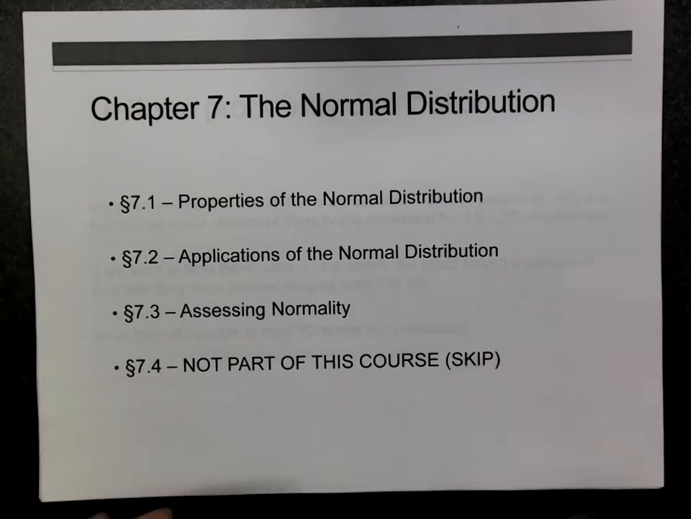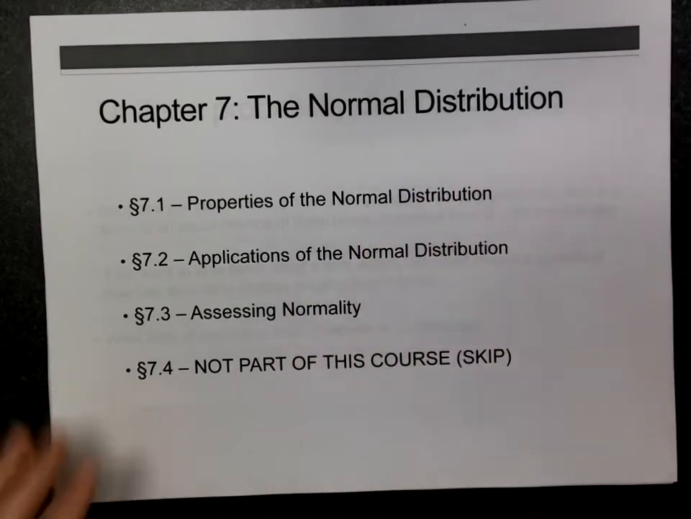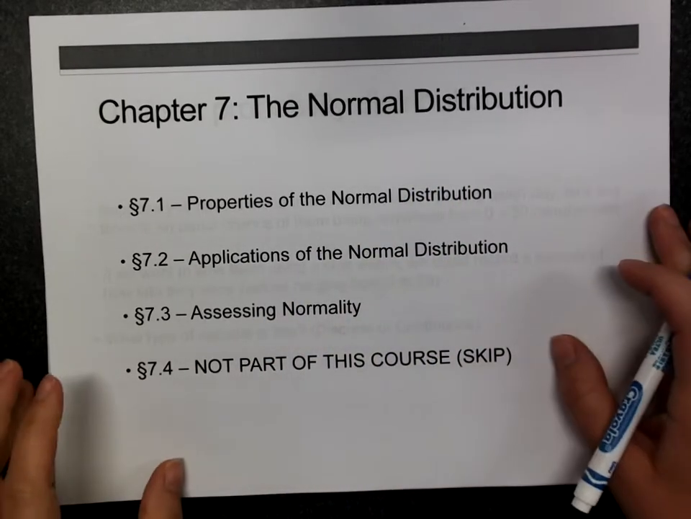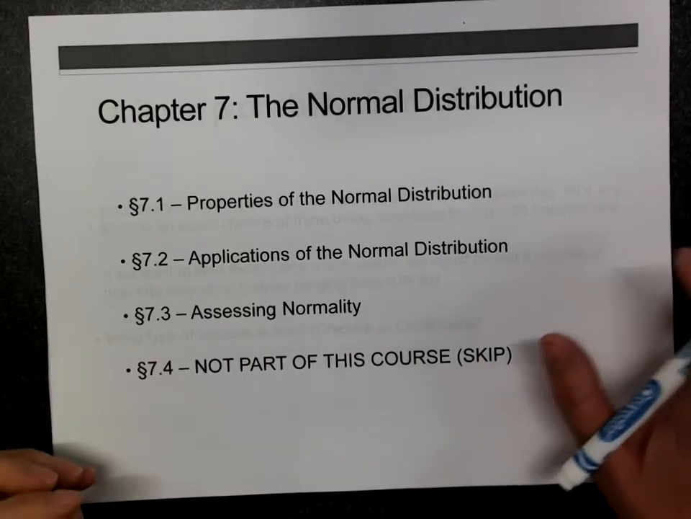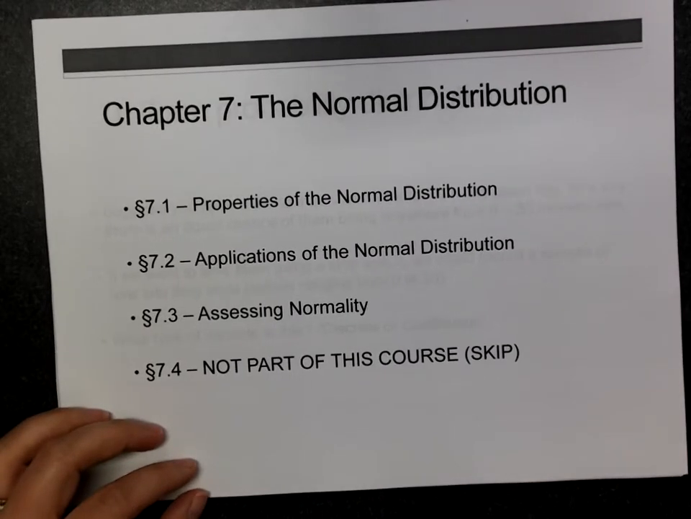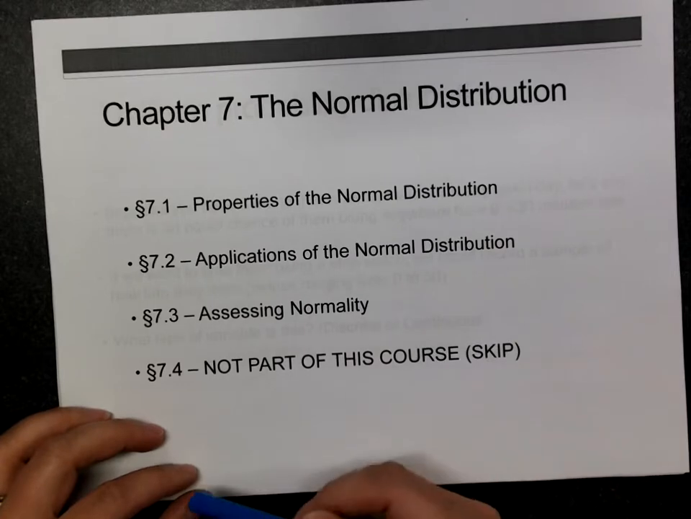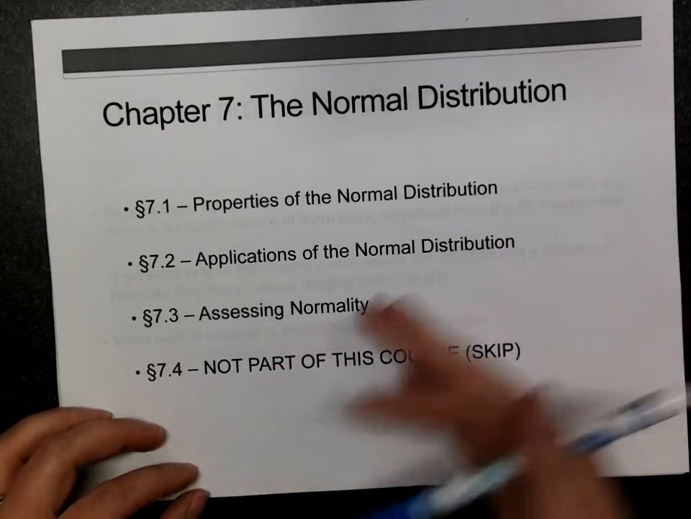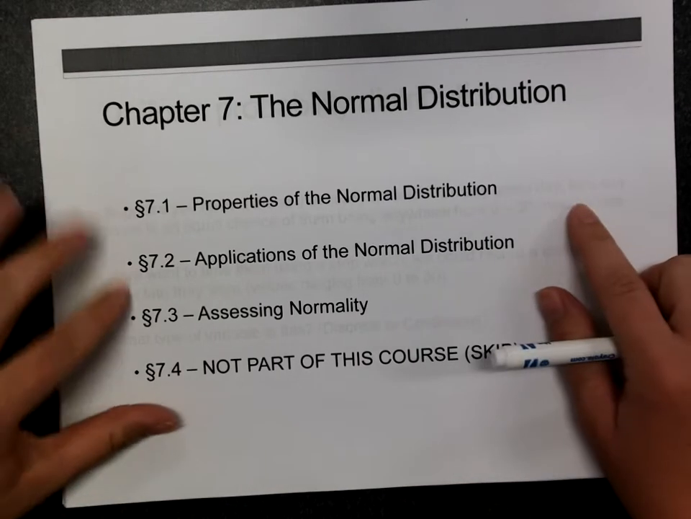Chapter 7 is about what's called the normal distribution. This chapter will set the pace for the rest of the course. Chapter 7 lays the foundation for chapters 8, 9, and 10, and it mostly stems from what we learned in chapter 3. So this is another big step forward in this course, and 8, 9, and 10 will follow very clearly from chapter 7. So there's 3 sections that we're covering.